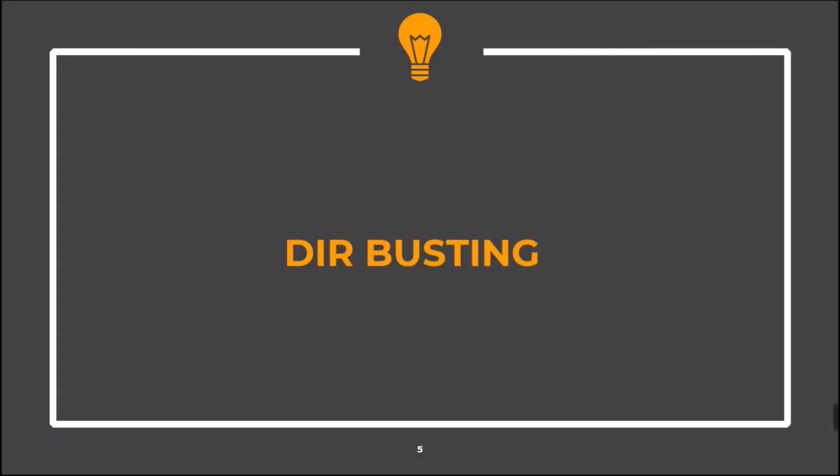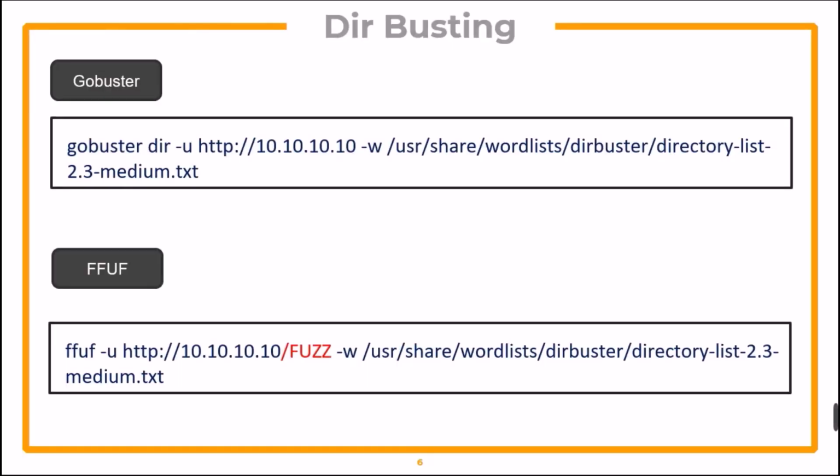First of all, let's see directory busting. The commands for directory busting are very simple for both GoBuster and FFuf. In GoBuster, use the dir flag and specify the URL and the dictionary file. In FFuf, you need to provide the FUZZ keyword at the end of the URL where you are going to find the directories.